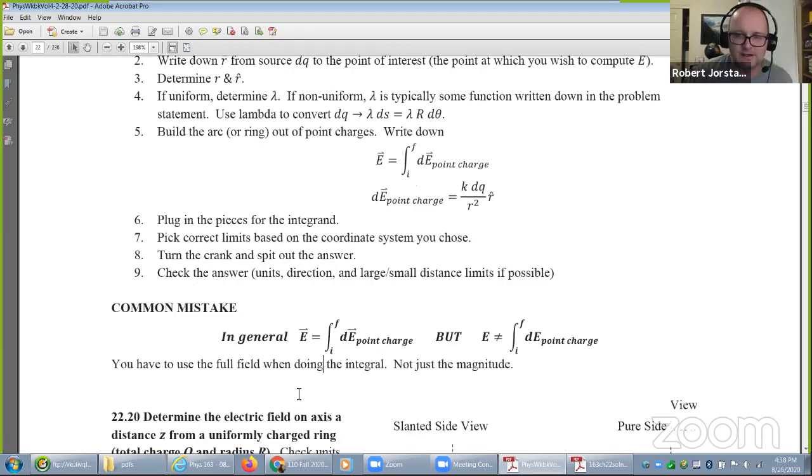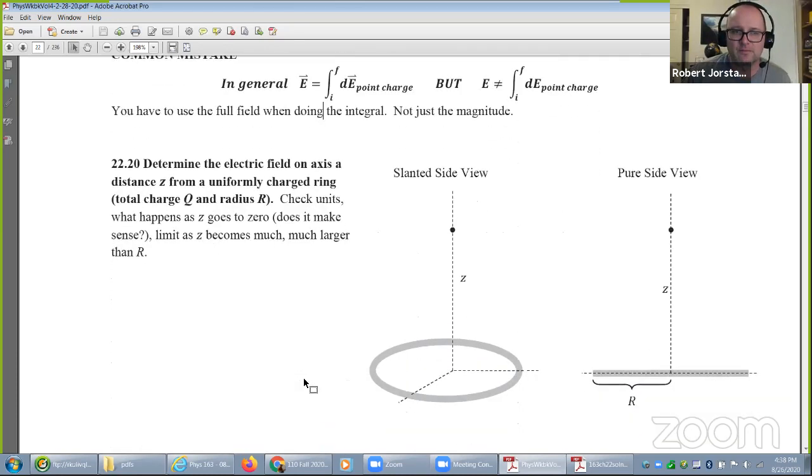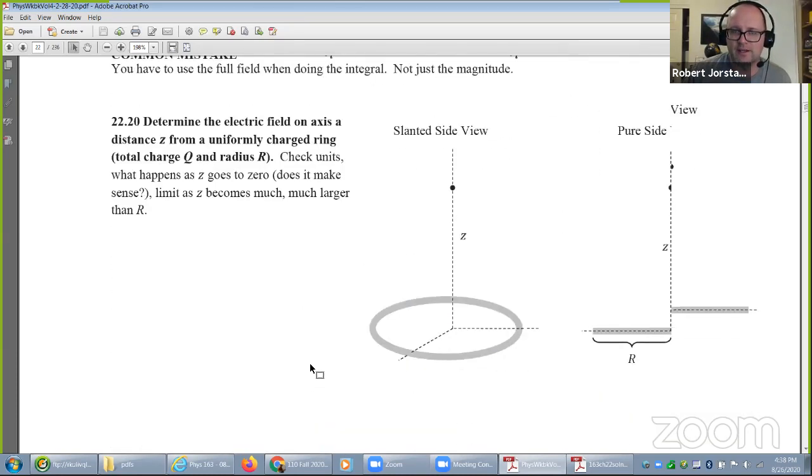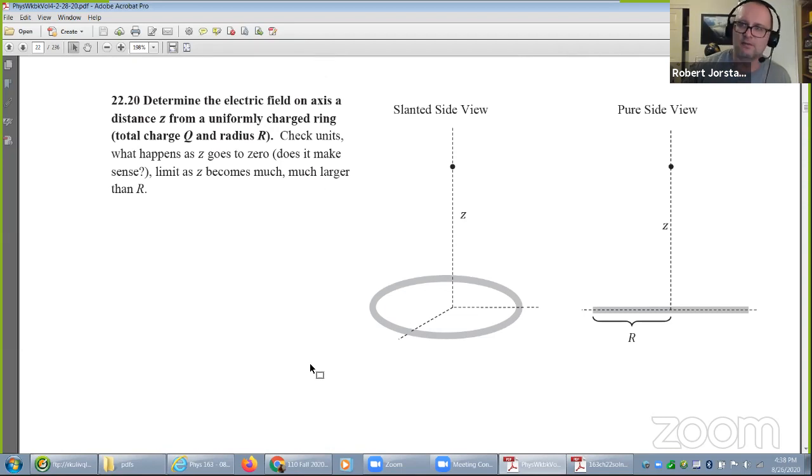So let's go down here and look at this one. I'm going to look at 22.20. I'm going to start drawing it up on the board. Remember, you've got the solutions at home in the workbook or whatever. So if you want to work ahead and come up with questions, that's fine.